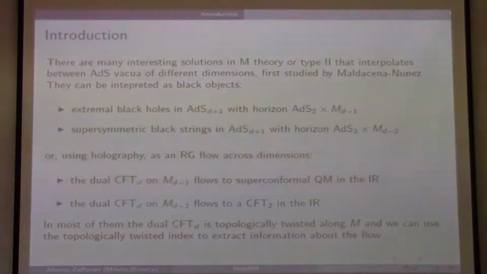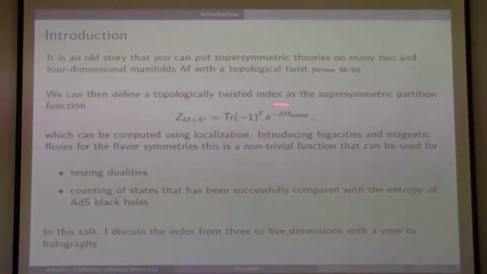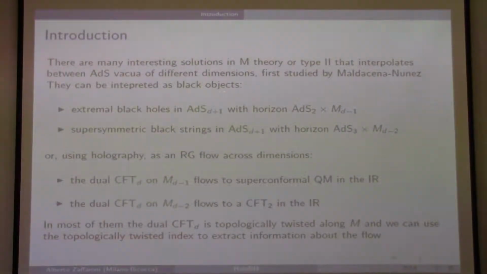Now, the important point is that if you look at the supergravity solution, you immediately discover that in most of the solutions that are known, the conformal field theory is actually topologically twisted along the manifold. This was one of the points of Maldacena and Nunez. And in this case, you can use the object that I defined in the previous transparencies to get information about the flow, about holography, and if you interpret the object as a black object, about the entropy of black holes which are asymptotically AdS. So we'll come back to various examples in various dimensions of this game.